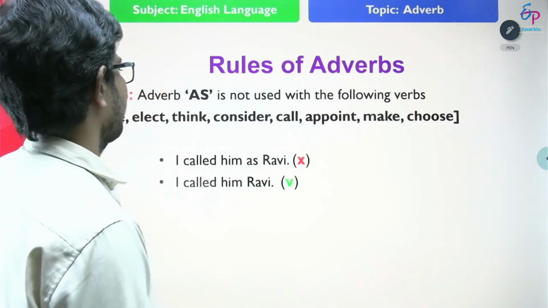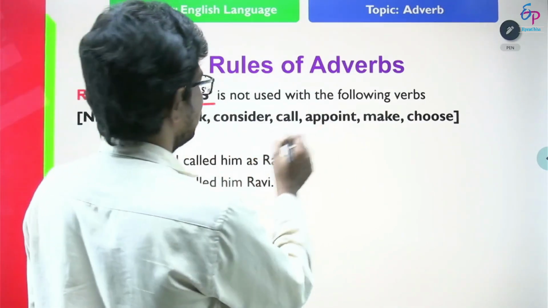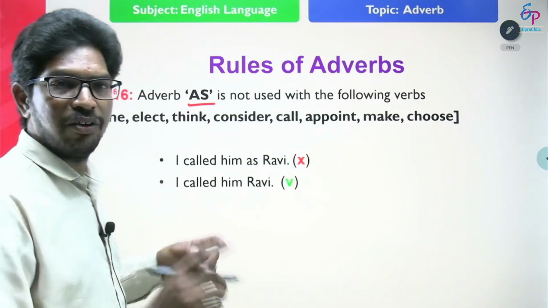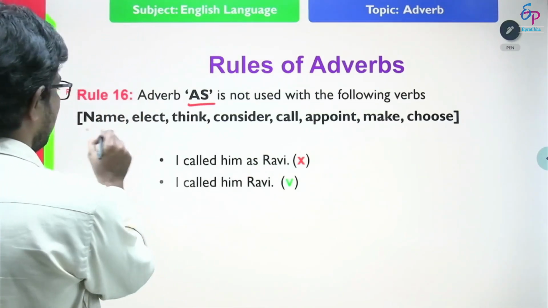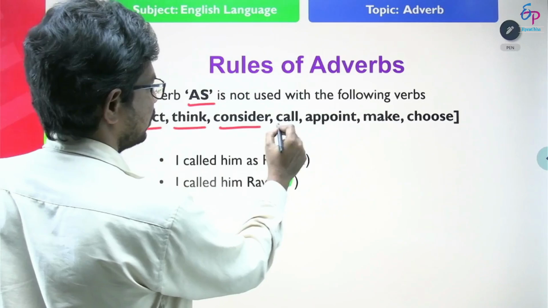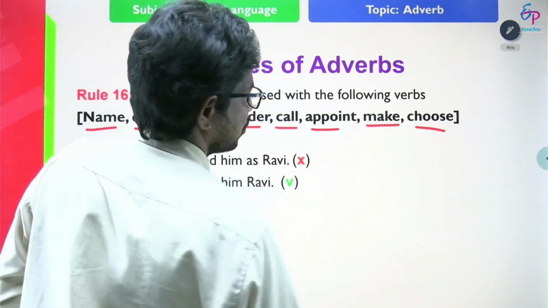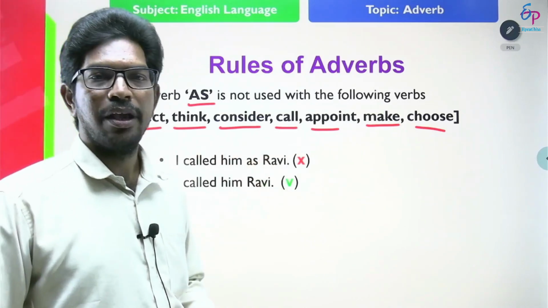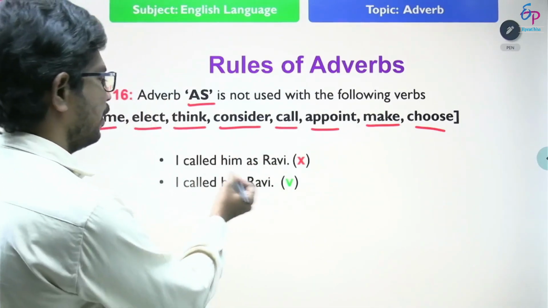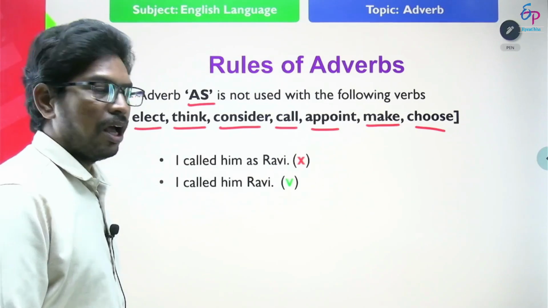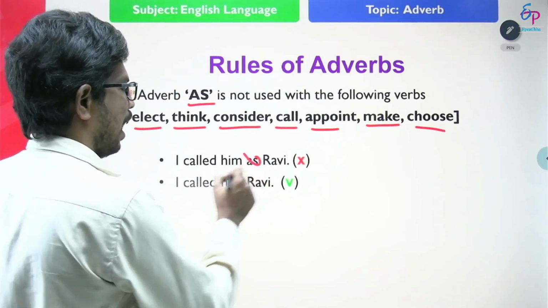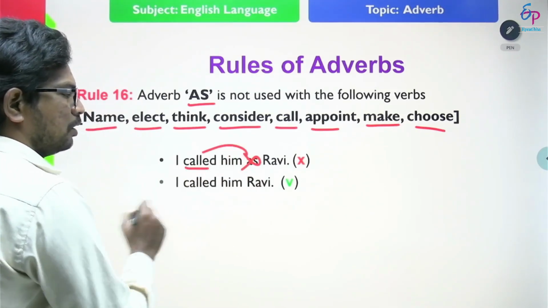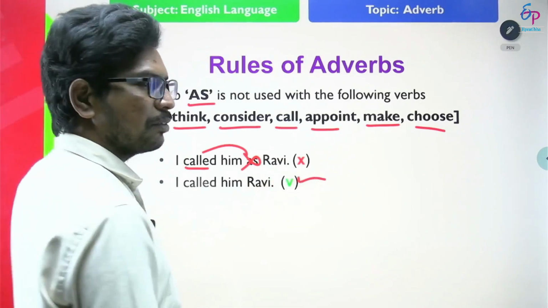See the next one. Adverb as is not used with the following verbs: name, elect, think, consider, call, appoint, make, choose. So we do not use as with these verbs. Example: I called him as Ravi. So as cannot be used with call. I called him Ravi is correct.